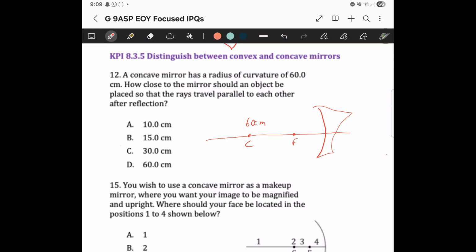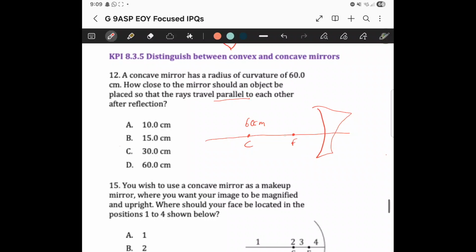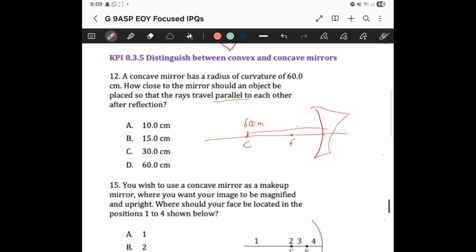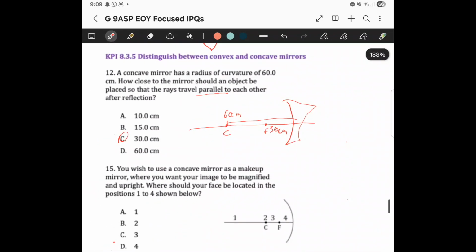How close should the object be to the mirror so the rays travel parallel to each other after reflection? Basically you will not be able to see the image. This is going to be exactly the point, halfway, this position here. That means you would have to put it right at the focal point, which is 30 centimeters. So that'll be 30 centimeters. Now I'm actually going to explain all of this in another video because it will take some time. So I'm going to pause the video now and continue in the next one.